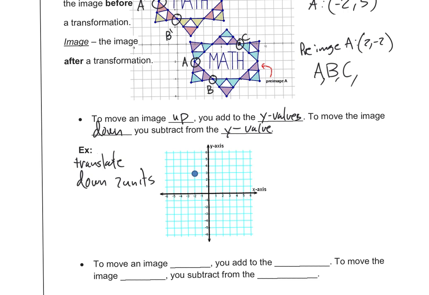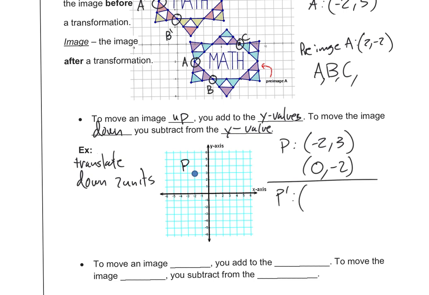Okay, and let's call this point P. Okay, so we say P has a coordinate of -2, +3. And if I was going to shift it down 2 units, what you can do is just add what's going to happen to it. So the translation would be, we're not moving the x at all, and we're going down 2 units in the y.